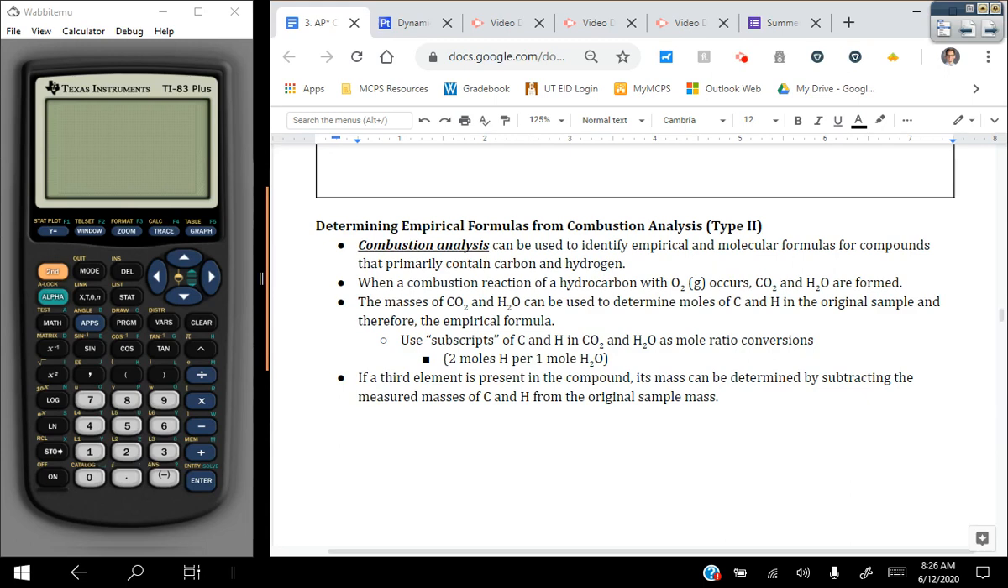There are two other ways we can look at empirical formulas. In this lesson, we'll look at combustion analysis and hydrates, which are a specific compound type we'll discuss.